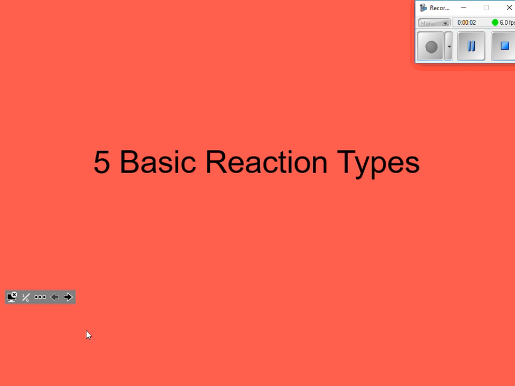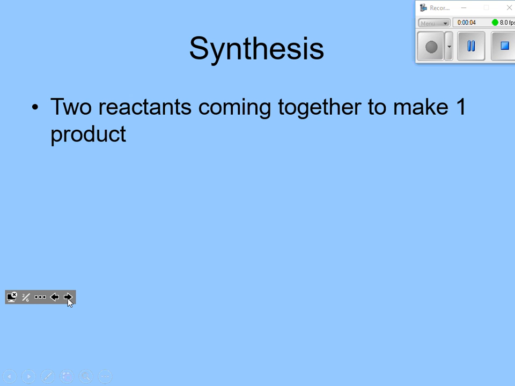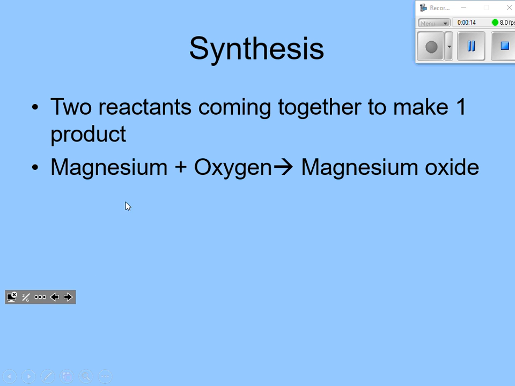Here are the audio notes for the 5 basic reaction types. The first one being a synthesis reaction. This is when you have multiple reactants, I say 2, but it could be more than 2, coming together to make one product. An example would be magnesium plus oxygen making magnesium oxide.